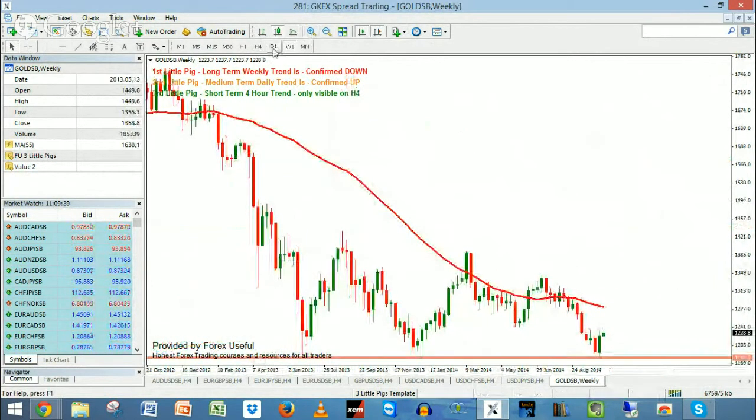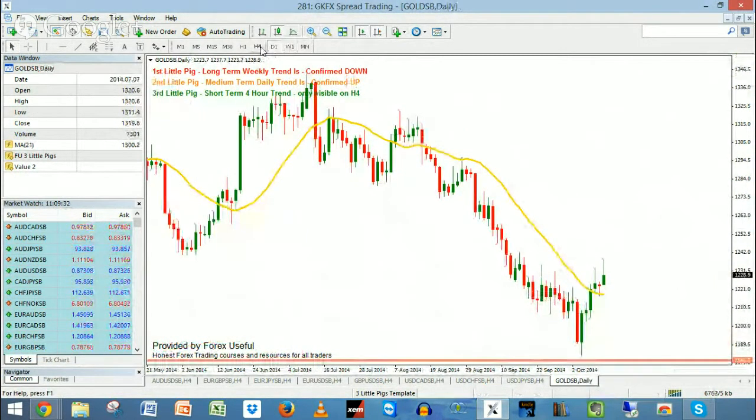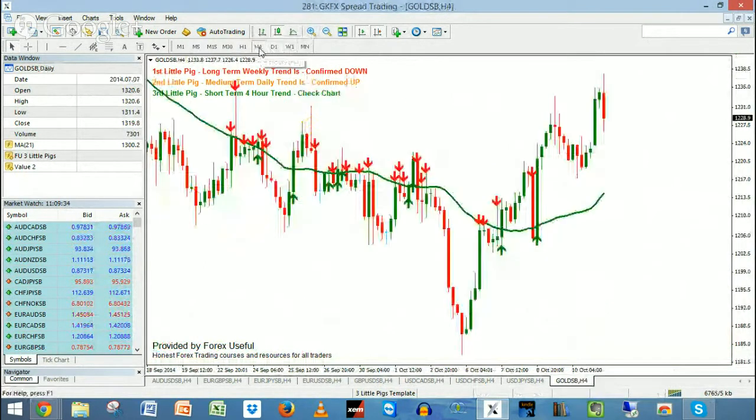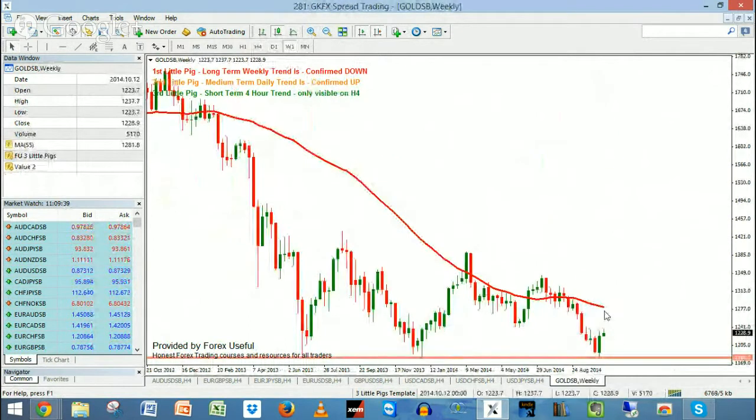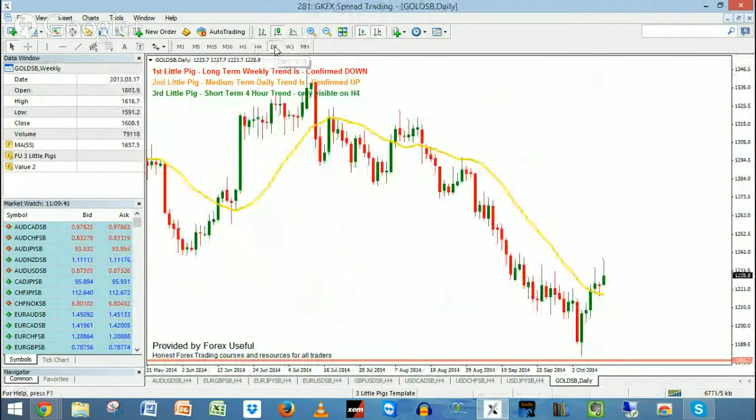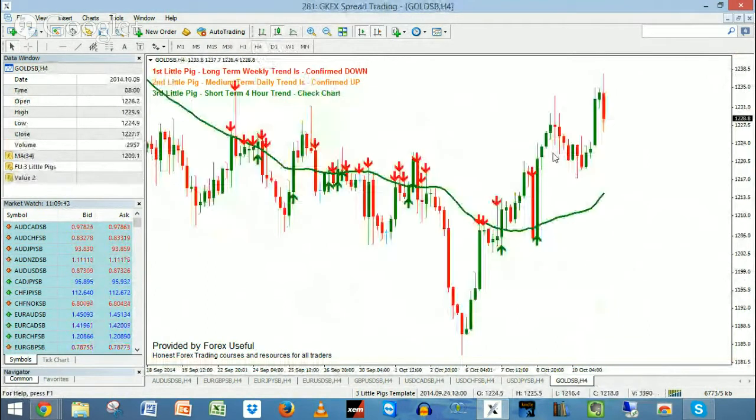The weekly's not yet moved back above the moving average. Daily just moved back in the middle of last week. So on the 4 hour, we'll just sit and wait until the weekly either moves back up or the daily moves back down, and then we'll take the signal on the 4 hour. So probably nothing much exciting is going to happen on gold this week.